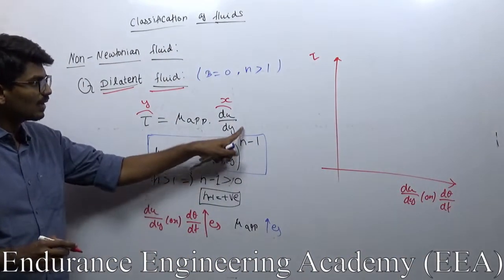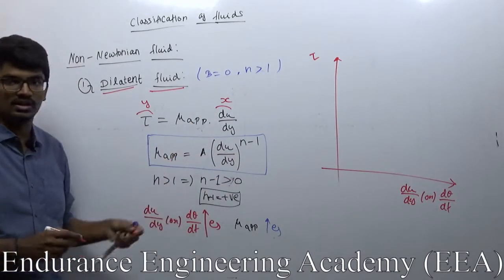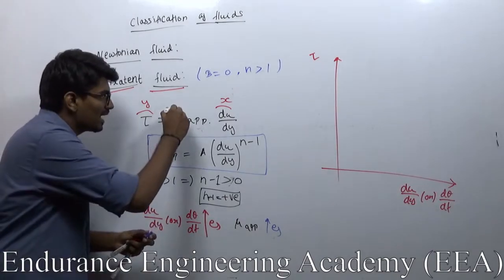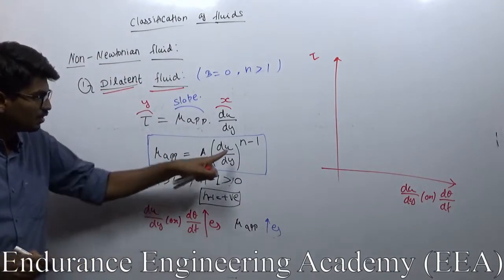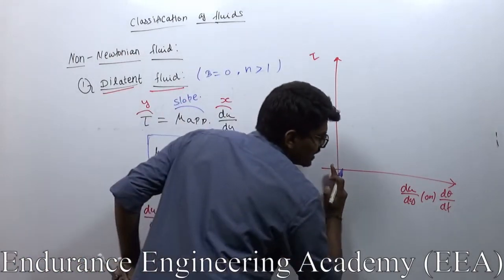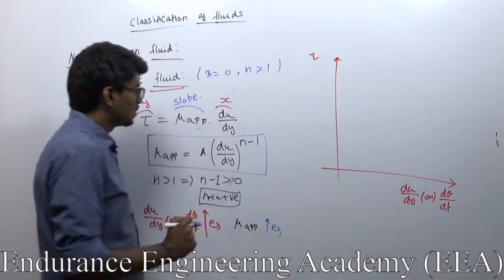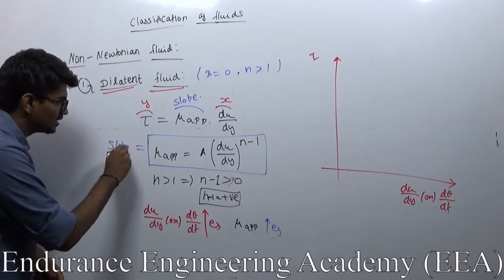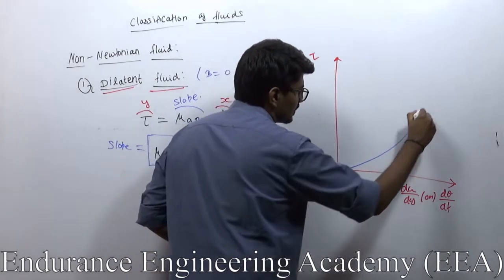Now as du by dy increases, mu apparent is going to increase, and I know that mu apparent is nothing but my slope value. So if du by dy or d theta by dt increases in the positive direction, the slope value should also increase. So slope increases means the curve will be something like this.